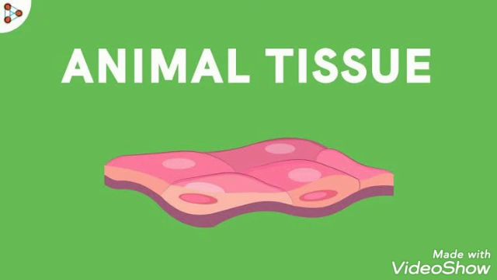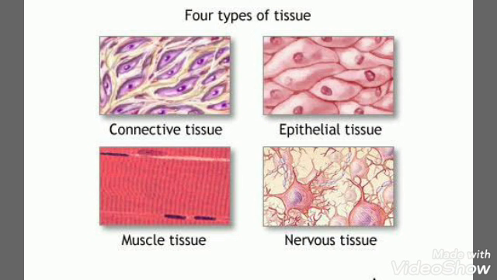Animal tissues are an important part of your tissue chapter. So, in the following slides, we will learn about animal tissues, the various types of animal tissues. There are four basic types: connective tissue, epithelial tissue, muscular tissue and nervous tissue. Each of them has its own importance in the human body and each of them has its own kinds.